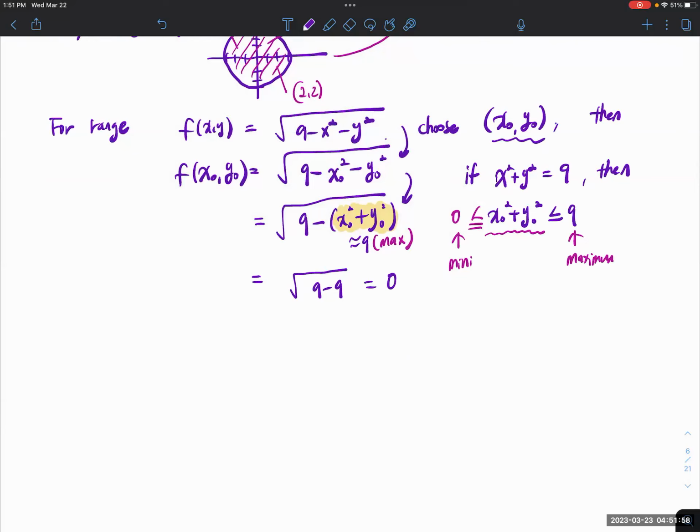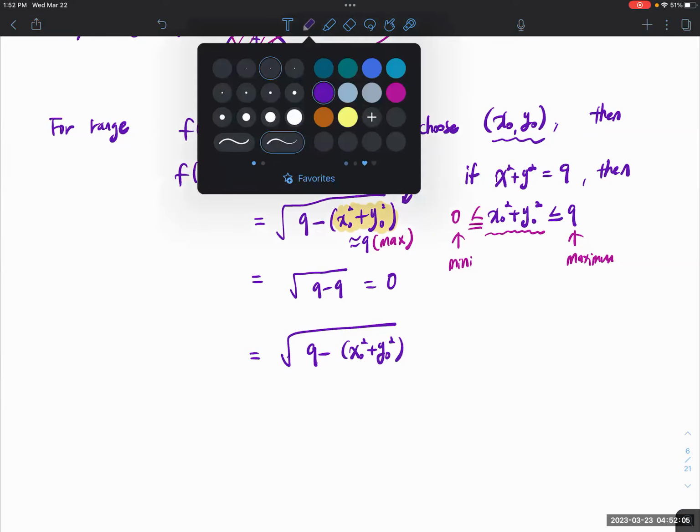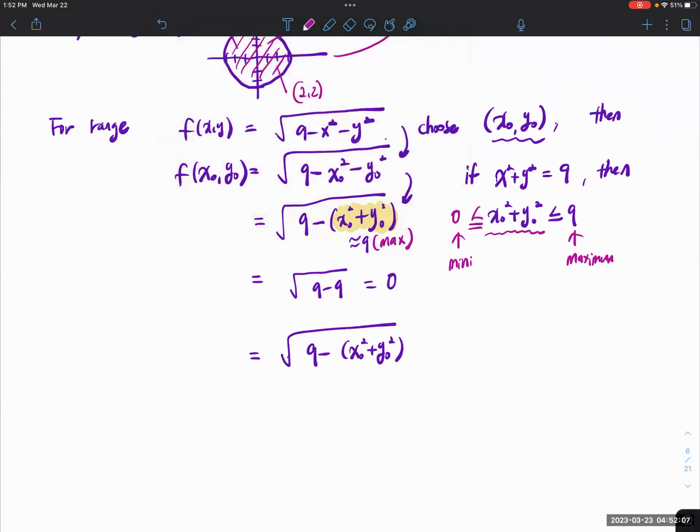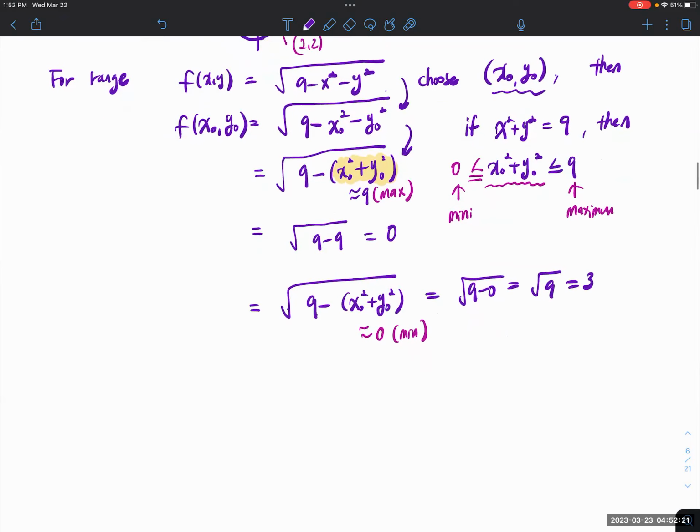If I plug in, we have the same thing, 9 minus x0 squared, y0 squared. Let's plug in, this time 0 as the minimum number. Are you following? So what happened? This time, 9 minus 0, radical 9, is 3. So that's your range. Your range is going to be between 0 and 3. Does it make sense to you?